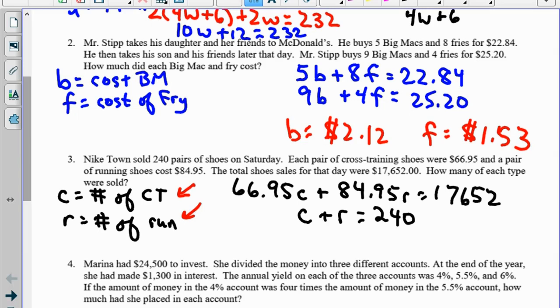So if I solve this system, which I could do by hand by multiplying the bottom one by negative 6695, or I can use an augmented matrix if it's a calculator problem, I can get C is 152 cross training shoes sold, and R is 88 running shoes sold.